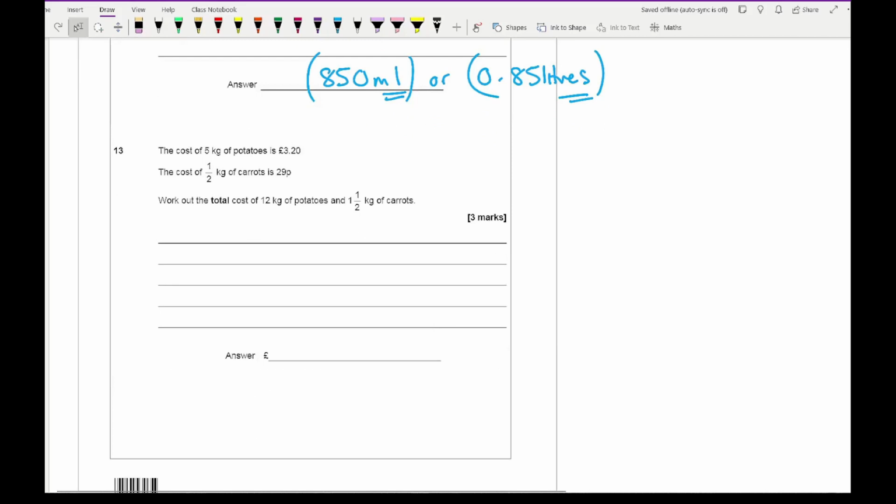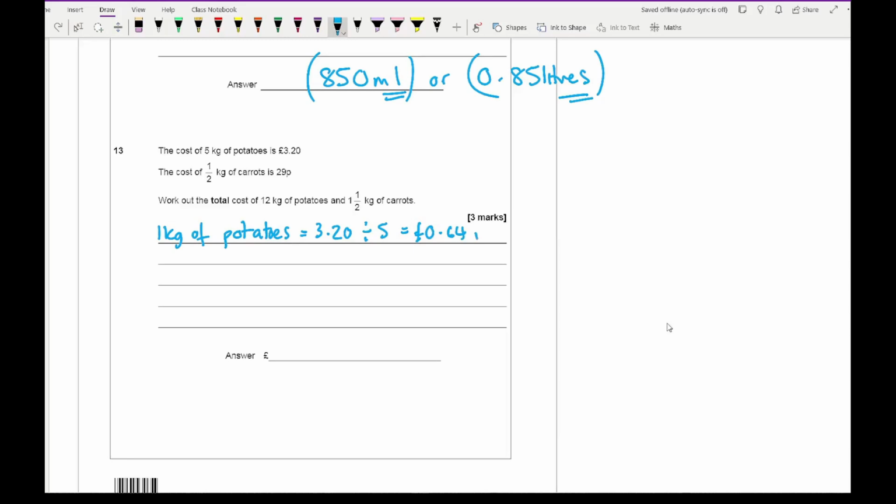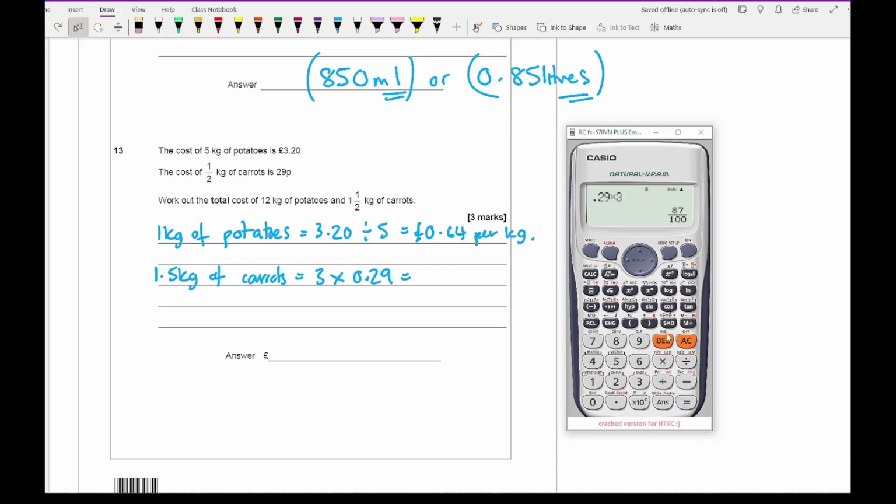Looking at question 13, it says the cost of 5 kilograms of potatoes is £3.20. The cost of half a kilogram of carrots is 29 pence. Work out the total cost of 12 kilograms of potatoes and 1.5 kilograms of carrots. So first things first, we need to work out 1 kilogram of potatoes. To do this, I need to do 3.2 divided by 5, and on my calculator that gives me a cost of 64 pence per kilogram. Then in terms of carrots, if half a kilogram is 29 pence, 1.5 kilograms of carrots is going to be 3 times that, so 3 times 0.29, which using the calculator equals 87 pence.